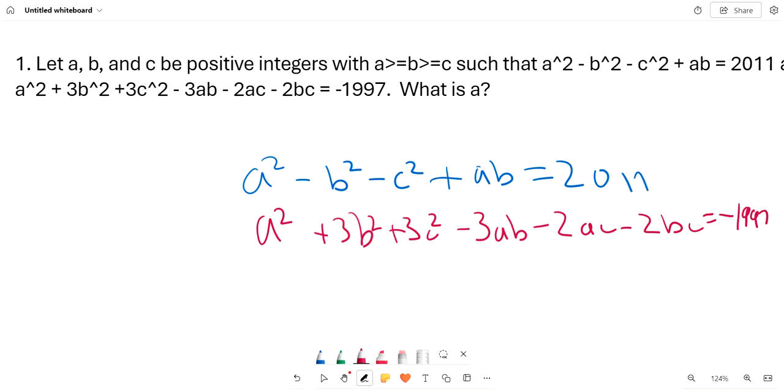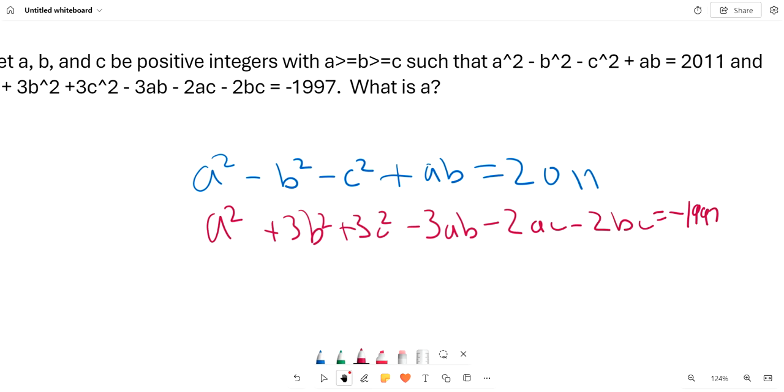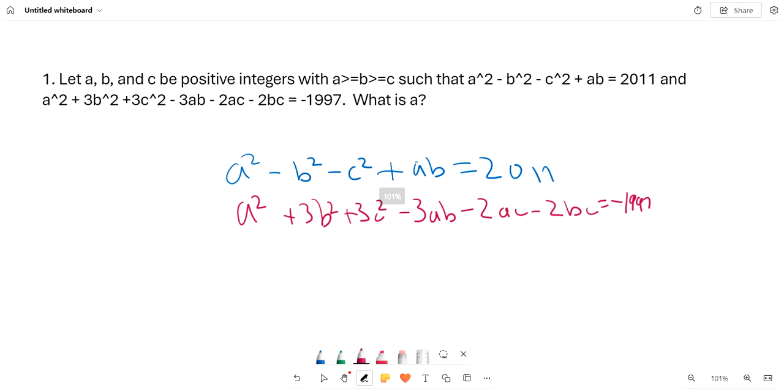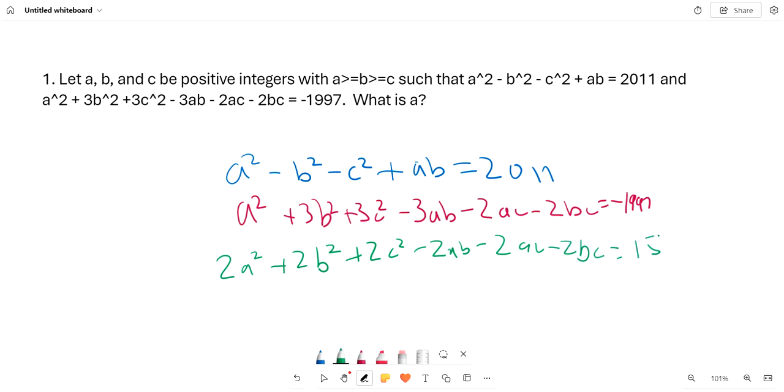1997. And so our first instinct is just to add them up, because if we add them up, we get a really symmetrical sum, which is just 2A squared plus 2B squared plus 2C squared minus 2AB minus 2AC minus 2BC. That equals 15. And this is a good sum because all the coefficients are 2 and there's one of each term.